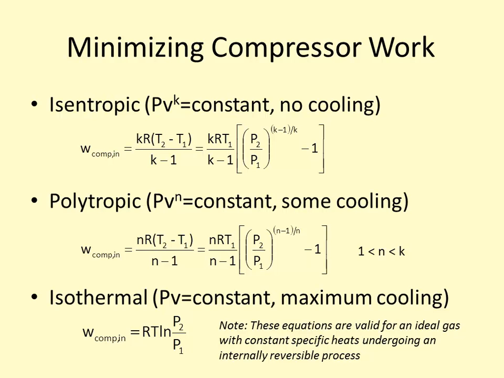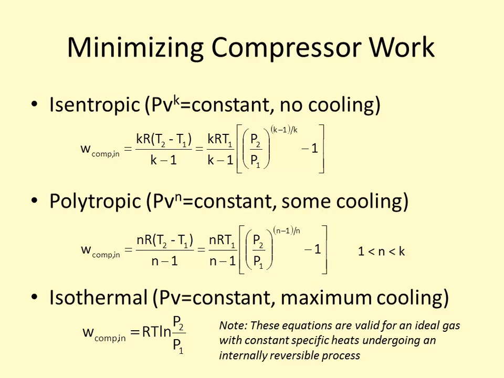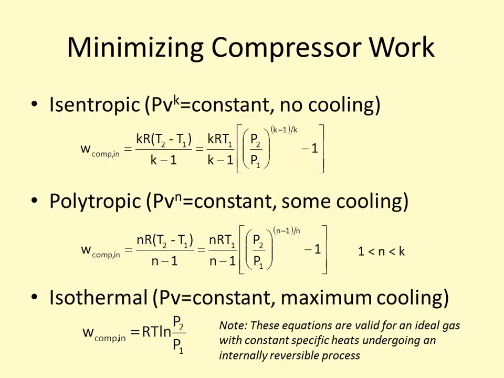And that's in the case where this superscript here, X, is equal to 1. Okay, so what does this mean? The isentropic case is the one where we have minimized all the irreversibilities. So there's no irreversibilities in the system. But we're not applying any cooling. Because if you remember, there are 2 different ways to minimize the compressor work. The first is minimizing irreversibilities. That is the isentropic case. The second is keeping the specific volume small. And we've decided the way to do that is through cooling.